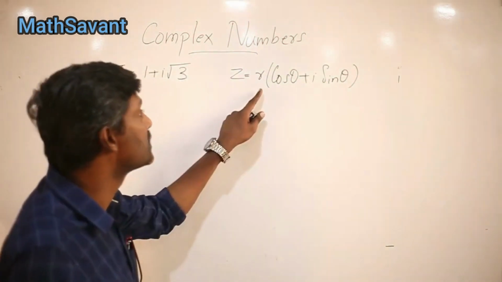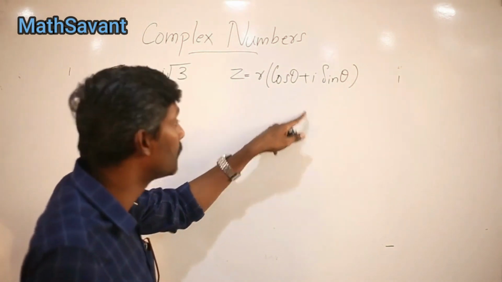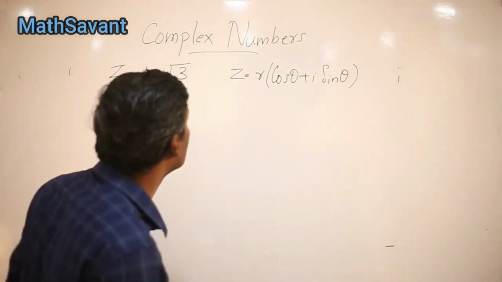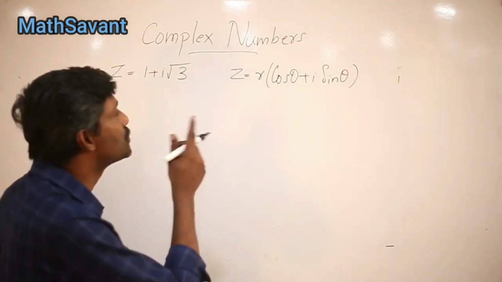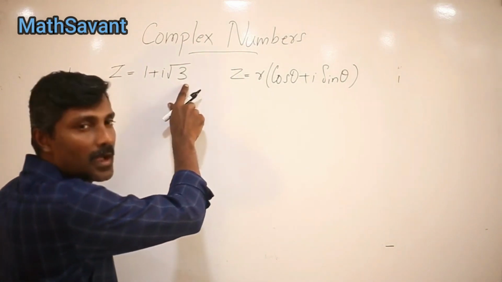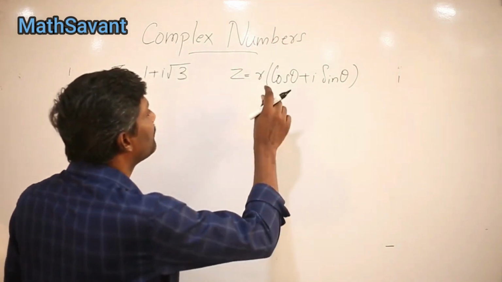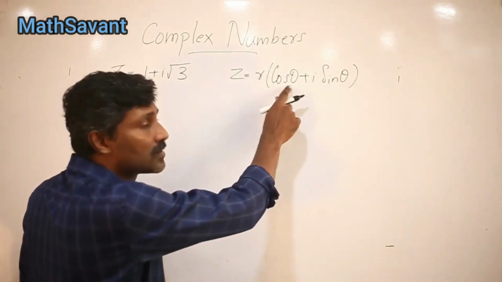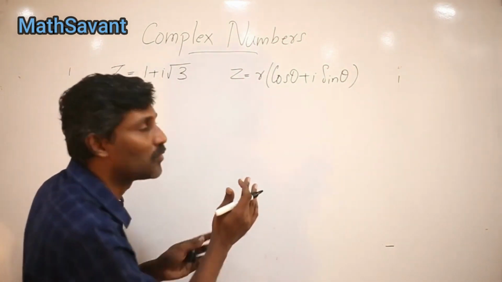Right? Where R is the modulus of the given complex number and theta is the argument. Okay. Now we have to find R and theta. Now how do we do that? Just compare these two, this 1 plus I root 3 and R cos theta plus I sin theta. Here, the real part of this complex number in the polar form is R cos theta, and here the real part is 1. Okay, so both have to be equal.